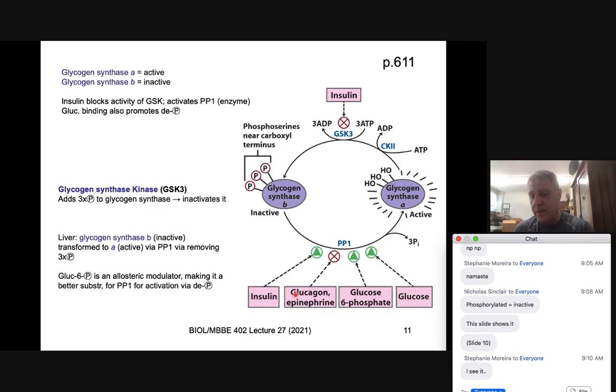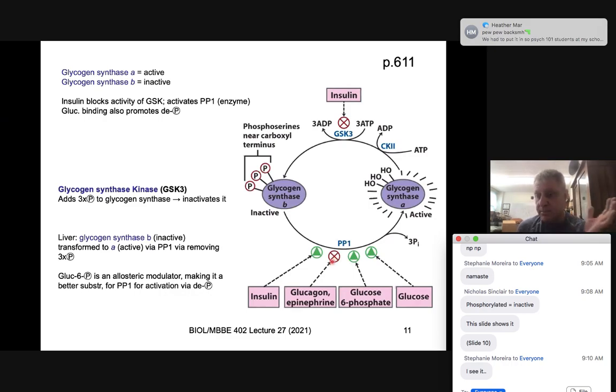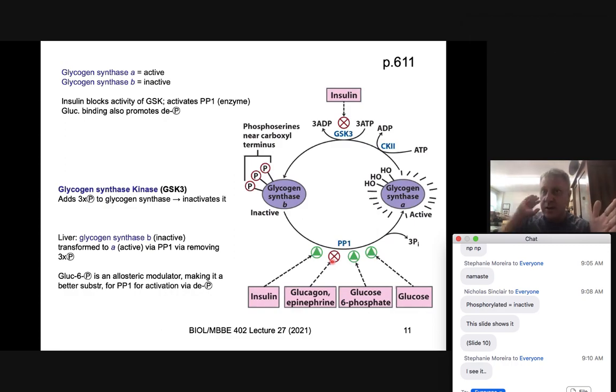Now, glucagon and epinephrine have a negative effect, because what we want to see is basically no more glycogen synthase being synthesized in the flight or fight mechanism. We want to be able to say, stop glycogen synthesis, now work on glycogen degradation, because we need those glucose moieties. So again, glucagon and epinephrine have a negative effect on this enzyme, ensuring that the system is going to be in its inactive form.